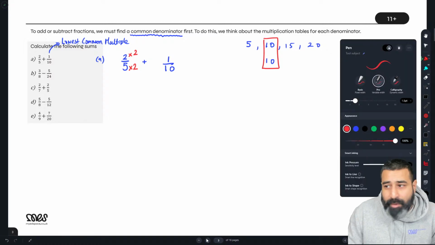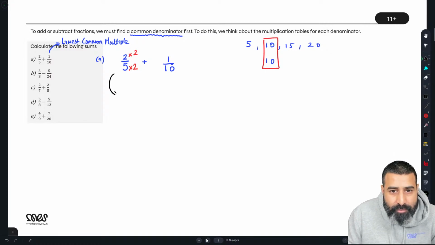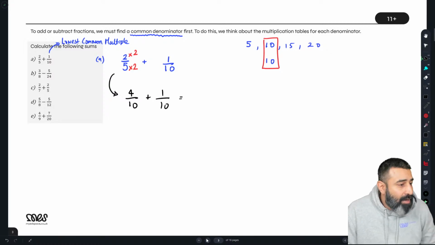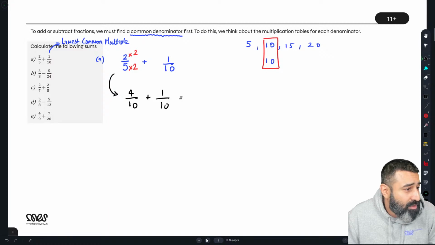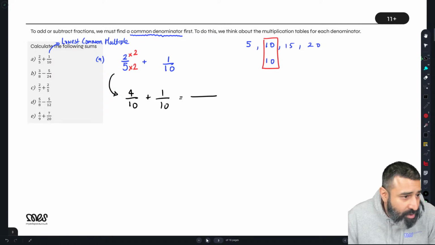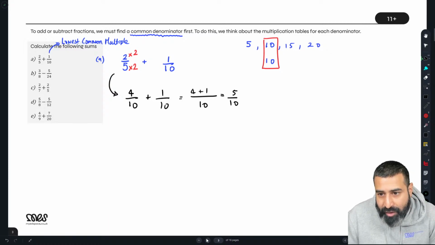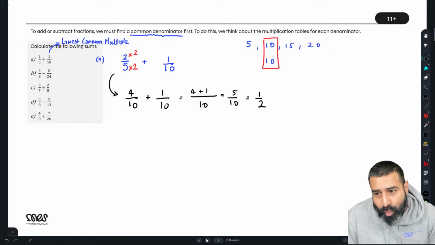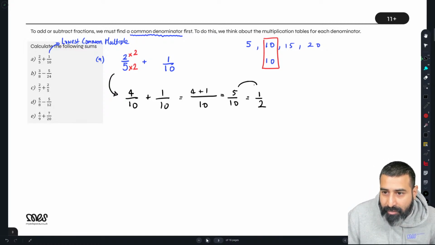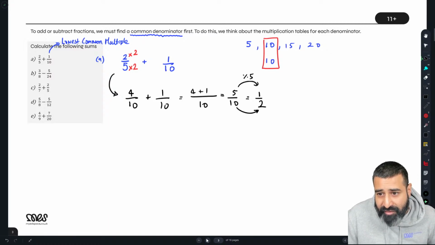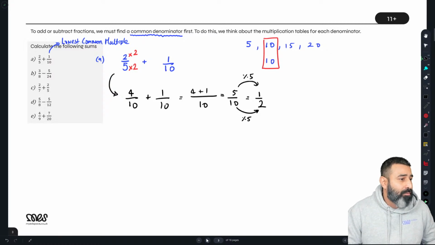So now, what does this become? So this becomes 4 over 10 plus 1 over 10. And now my job is really easy. So what do I do now? I've got the common denominator of 10. So my answer is going to be something over 10. I just add up the numerators. So 4 plus 1 equals 5 over 10, which is equal to 1/2. Lovely. Because I can simplify this and express it as 1 over 2 because 5 goes into 5 once and 5 goes into 10 twice. And the job is done.